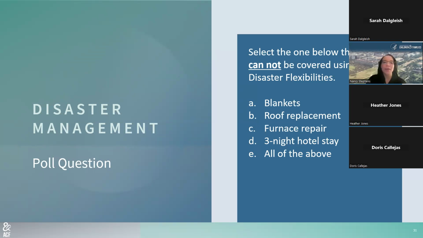Okay, so it looks like the majority of you got the correct answer, which is answer B, roof replacement. So many of you may not even need this section of the presentation. Nonetheless, I will go forward and I hope that you'll be able to gain some new or useful information.